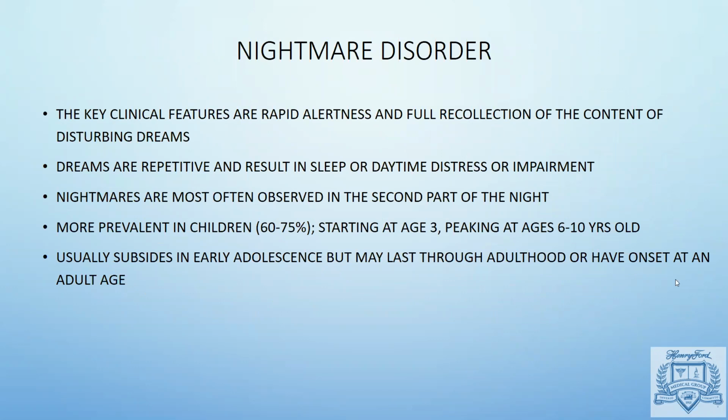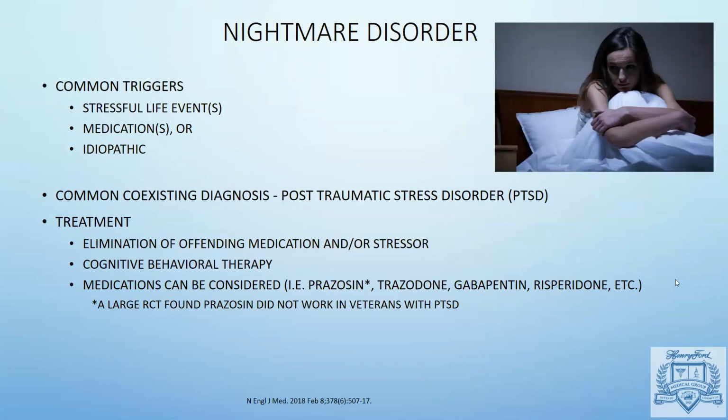More prevalent in children, it tends to go away after puberty. It can occur in adults, but a lot of times there is an underlying behavioral health problem or stressors in life contributing to it. There are medications available to treat individuals with nightmares. Trazodone is usually first line because it helps with underlying anxiety and depression, as well as helps them sleep.